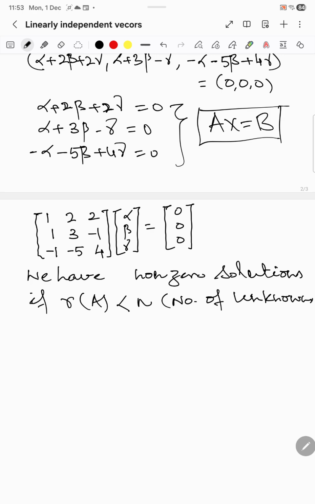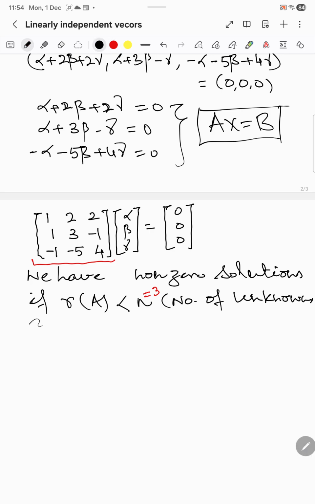So in this case we are having this n. The value of this n is 3, right? So if the rank of this coefficient matrix is coming out less than 3, only then we are having some non-zero solutions, and our vectors will become linearly dependent. Okay, so now we have to obtain the rank. In order to obtain the rank, we are going to apply our elementary row operations.